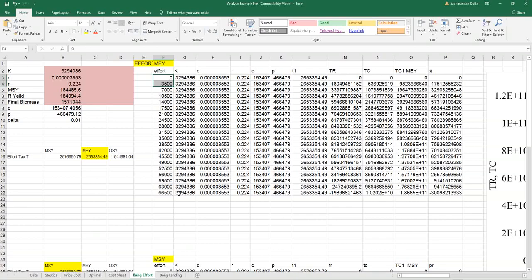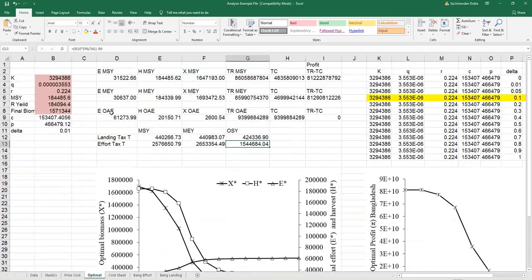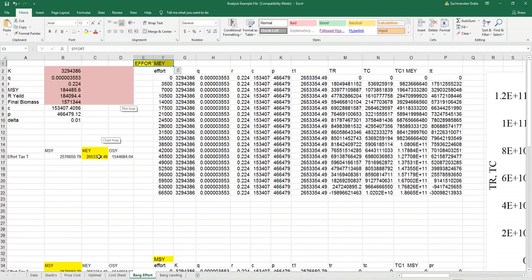Then the K value, carrying capacity values, fixed Q, fixed R, fixed cost, price, and T1, that is the tax. So this is the effort MEY tax, which we have already calculated. Effort in MSY is this one, MEY is this one. I have calculated effort MEY tax, so that is also required here.